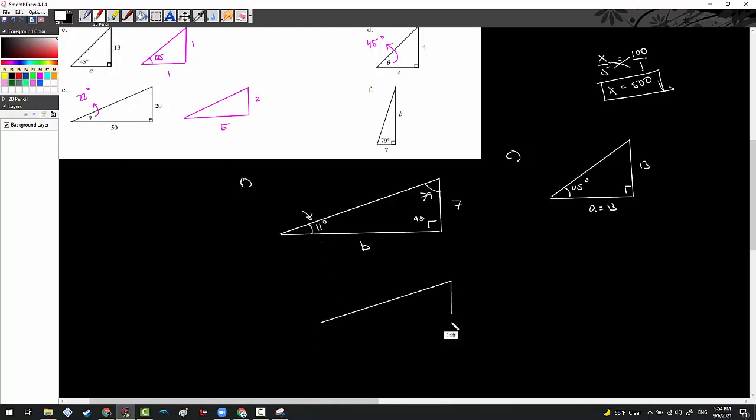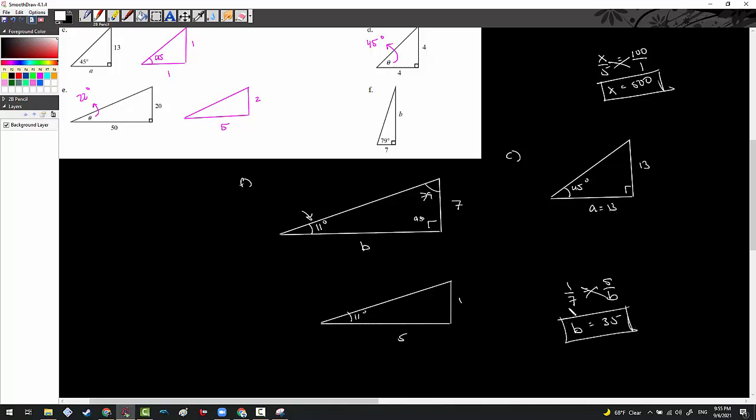So I'm going to go ahead and compare him to my 11-degree base triangle, which, oops, that's 11 degrees. So that's going to be a rise of 1 and a run of 5. So that means that I'm going to go 1 over 7 is equal to 5 over b. Cross multiply, b equals 35.